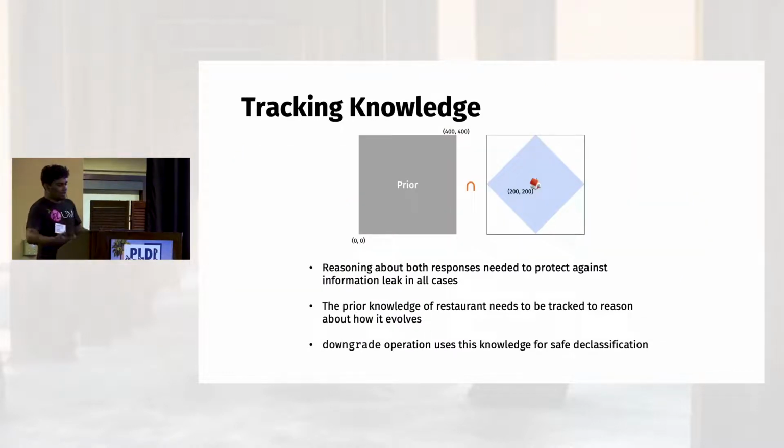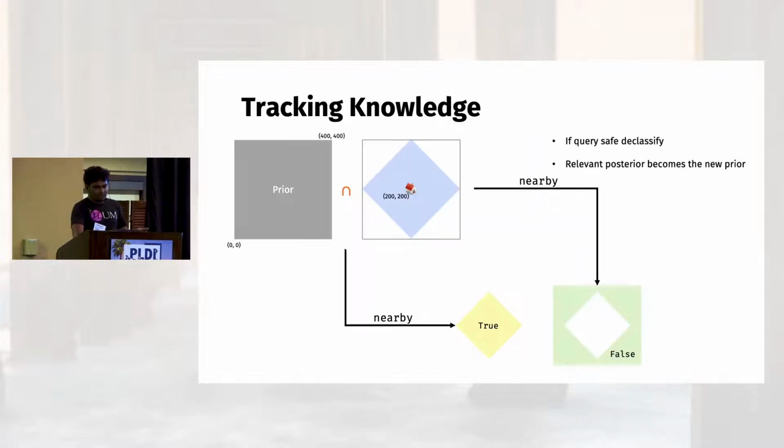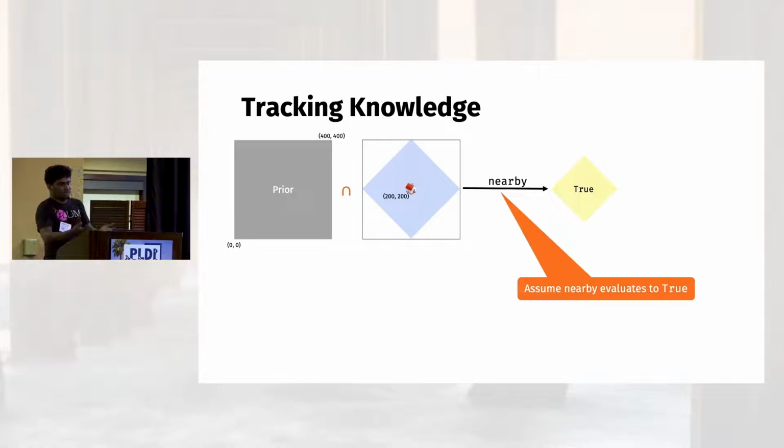Now, how do we evolve this knowledge? As I showed before, we have a prior, and then we have this region that we derive from the query, and we take this intersection, and that's how we compute the posterior. So if you intersect the prior and this diamond, depending on the query's response, you get 2 outcomes, right? Now let's assume for this query, the query evaluates to true, and this becomes the new prior because the restaurant has learned that the user is in this diamond. So this is now the new prior.